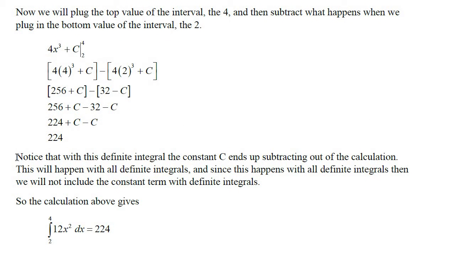The constants subtract off. Now this is going to happen every time we do a definite integral. And since this is going to happen every time, effectively we're no longer going to put this plus c in as long as we have endpoints. So when we calculate the definite integral from 2 to 4 of 12x squared dx, that gives us 224.